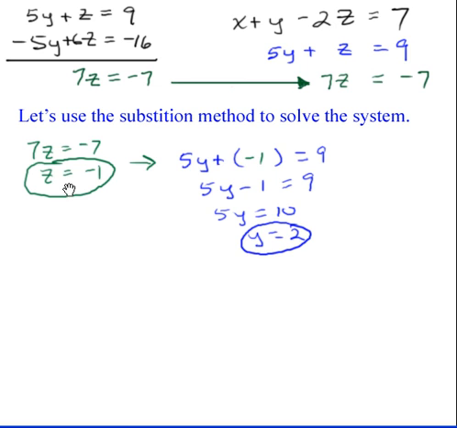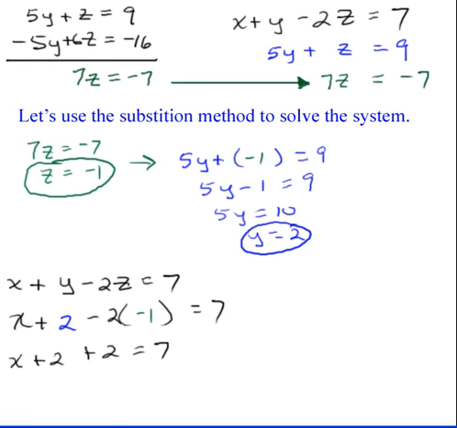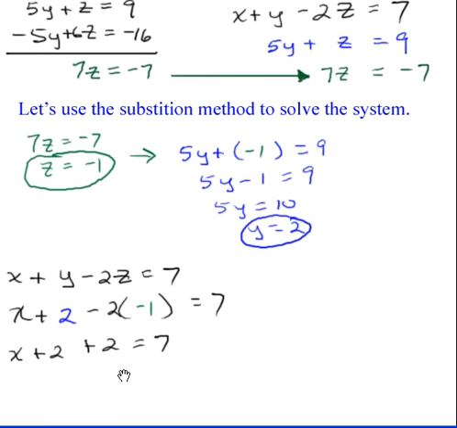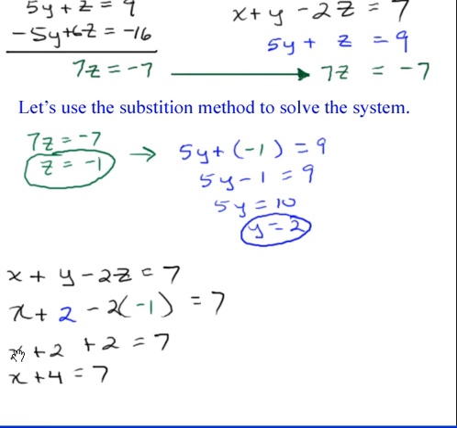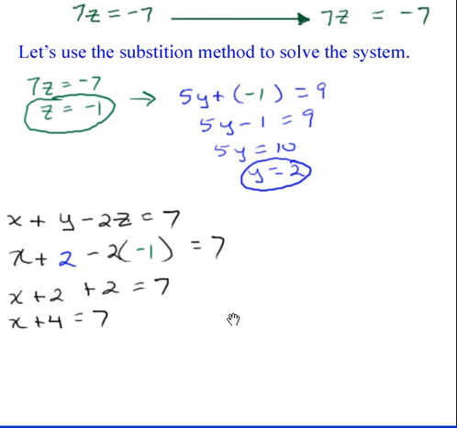Now that we know what z is and y is, we're going to take the first equation, replace y with 2, z with -1, and solve for x. So let's do that. Replace y with 2, z with -1. Simplify that. -2 times -1 is 2. That will give me 2 plus 2 is x plus 4 equals 7. Subtract 4 from both sides, and x equals 3.